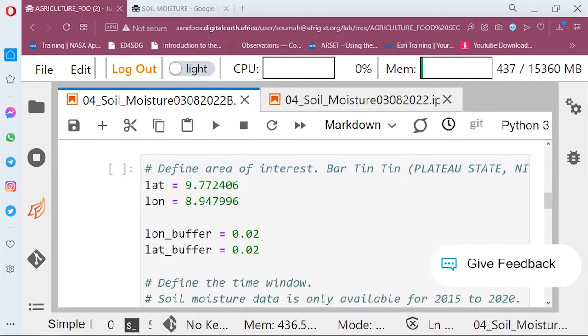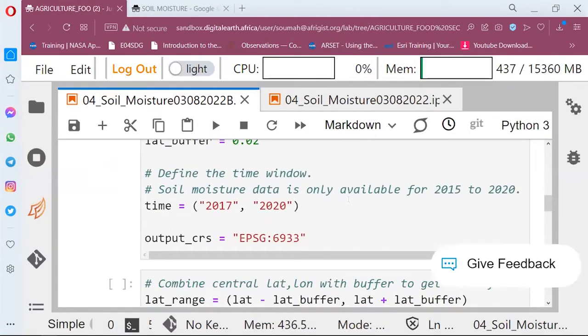Now, in the first cell here, we are going to define the area of interest. Our area of interest here is Bartington, located in Plateau State in Nigeria. The parameters are defined: latitude 9.772 and longitude 8.947.